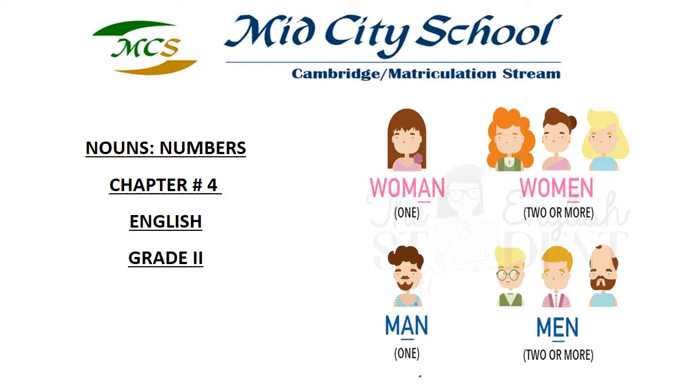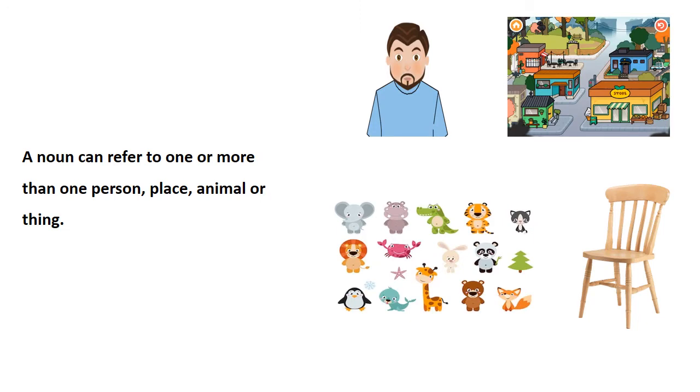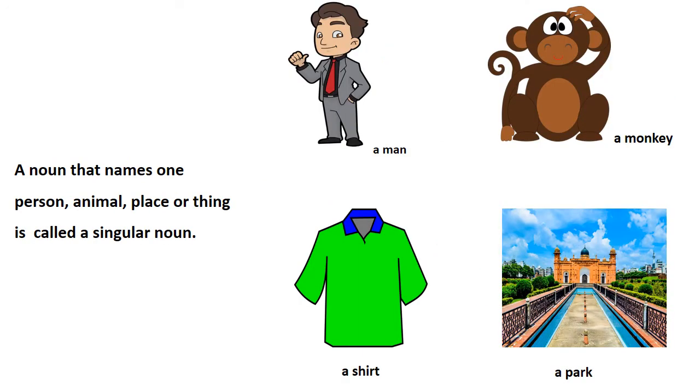Today we are going to study about nouns, numbers. A noun can refer to one or more than one person, place, animal, or thing. A noun that names one person, animal, place, or thing is called a singular noun.